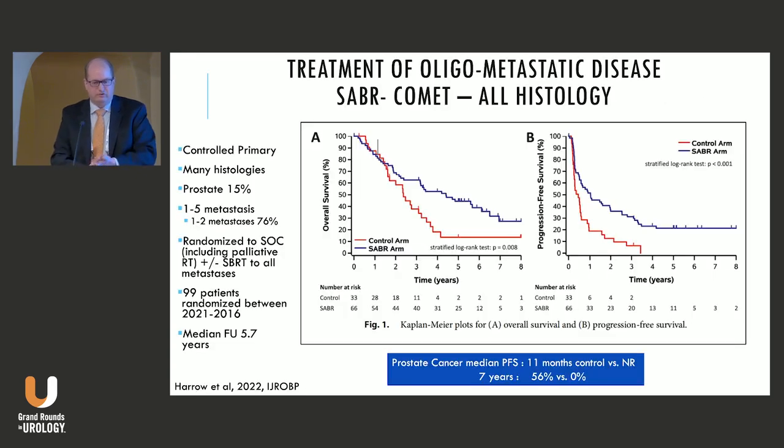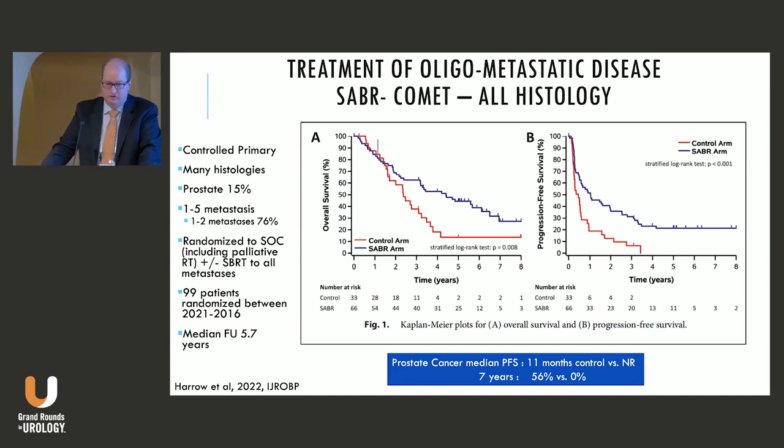So what about treatment of metastatic disease in general? There have been several randomized phase 2 trials that have been performed. The COMET or SABR-COMET trial in radiation is the one that has the largest and longest follow-up to date. This has been presented several times, based out of Ontario. This was for all histologies, but patients had to have a controlled primary. Of note, prostate cancer amounted to about 15%.